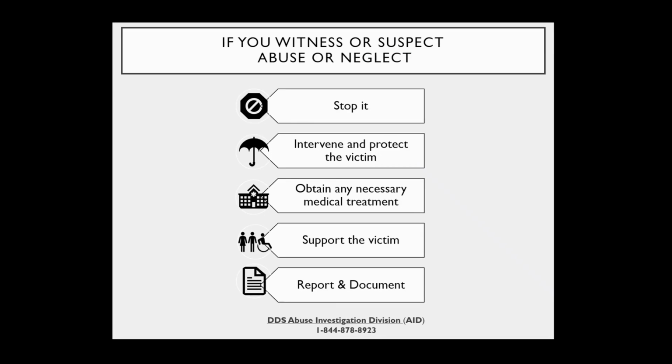What to do if you witness or suspect abuse or neglect. If you see it, suspect it, hear about it, or have reasonable cause to believe abuse and neglect is taking place, the first thing you should do is stop it, intervene, and protect the victim. Make sure the person receives any medical attention and be supportive. Be kind, compassionate, and caring. And it is critically important to report it.